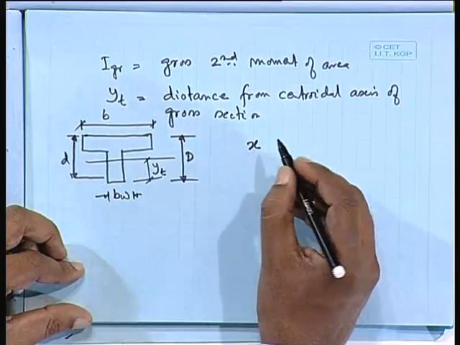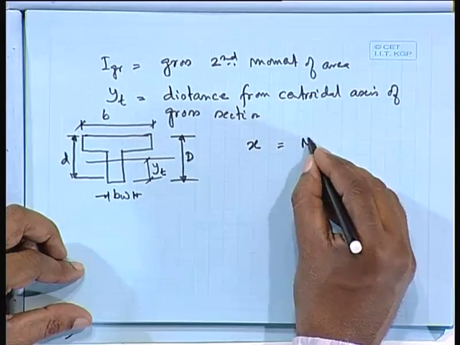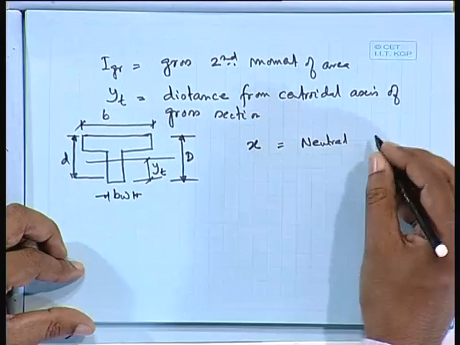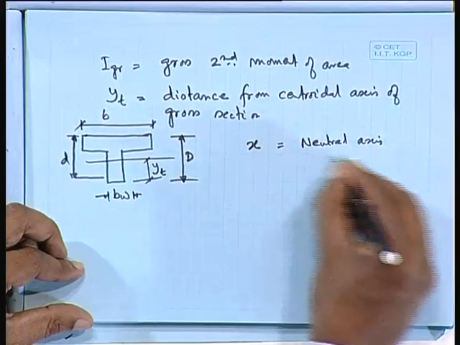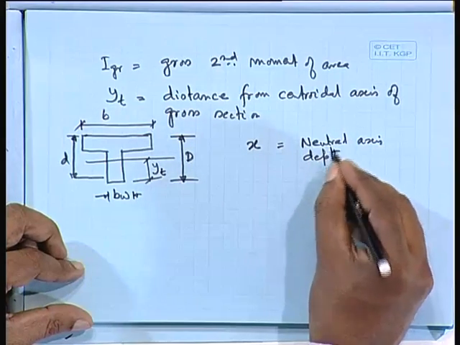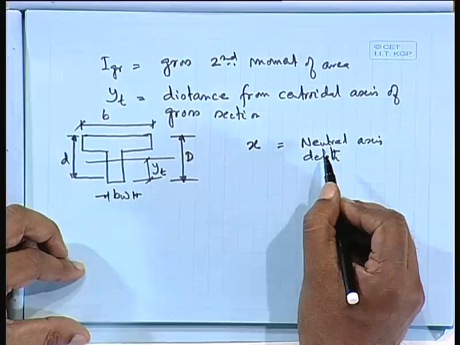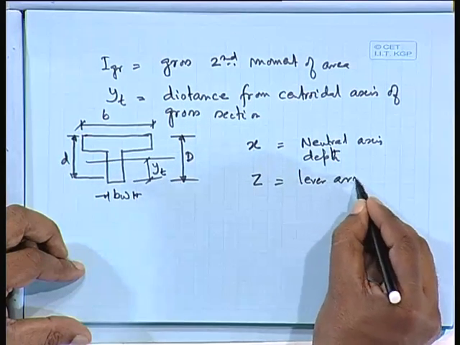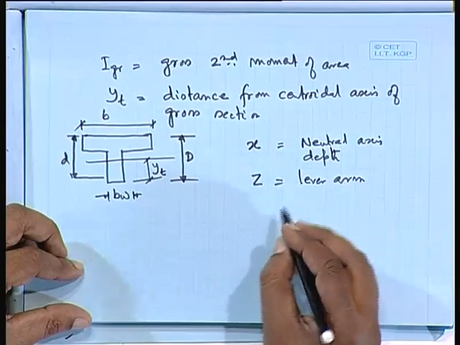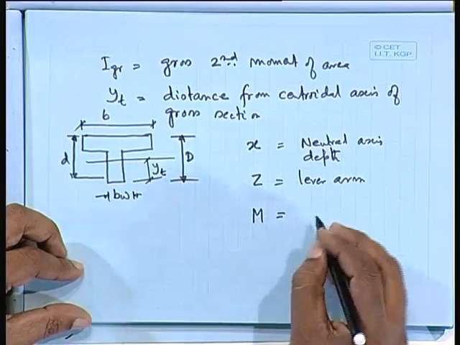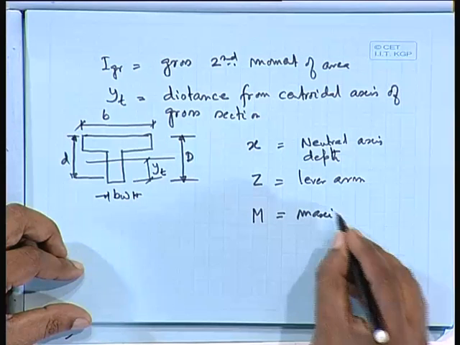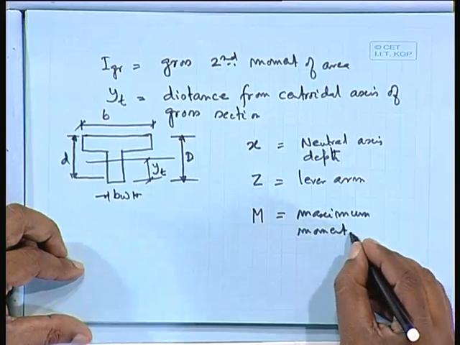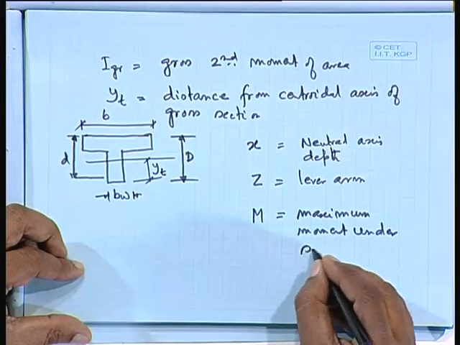X, I think that one, that is the neutral axis. So from the top we can take the neutral axis depth, and Z the lever arm. And what about M? One more term is there, M, the maximum moment under service loads.